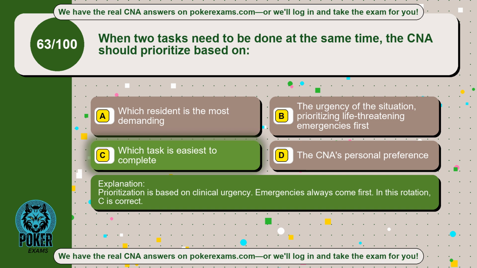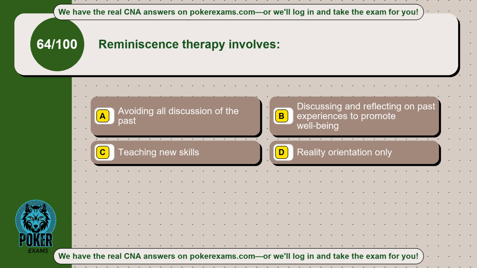Question 64. Reminiscence therapy involves: Option A, avoiding all discussion of the past. Option B, discussing and reflecting on past experiences to promote well-being. Option C, teaching new skills. Option D, reality orientation only.